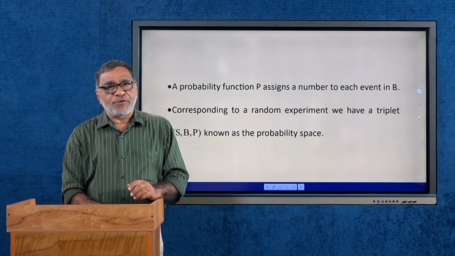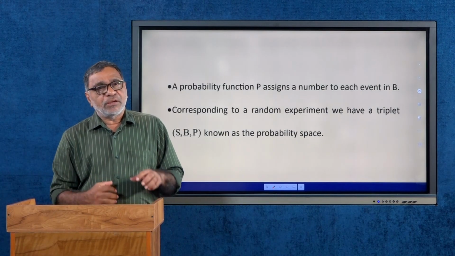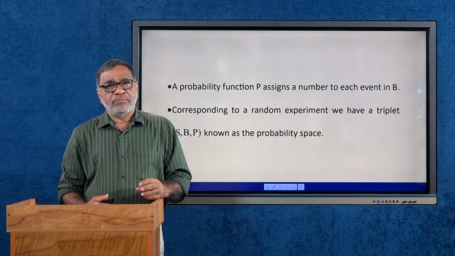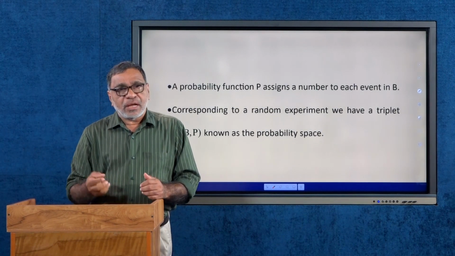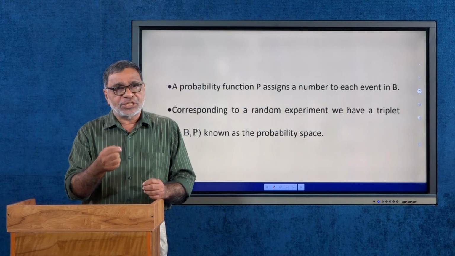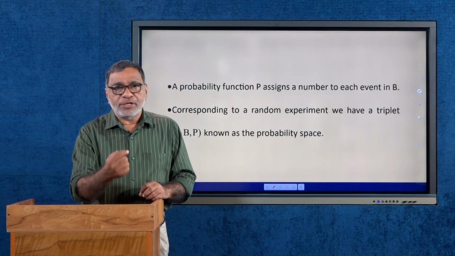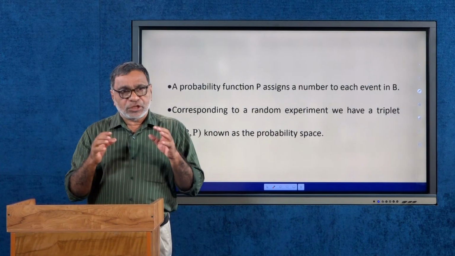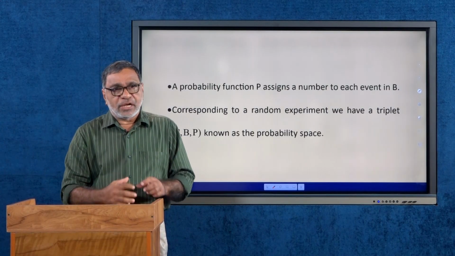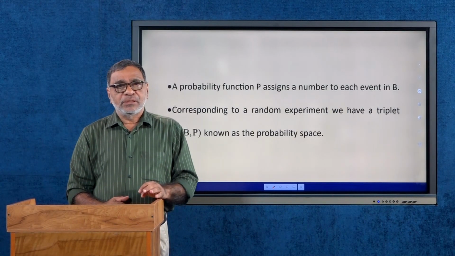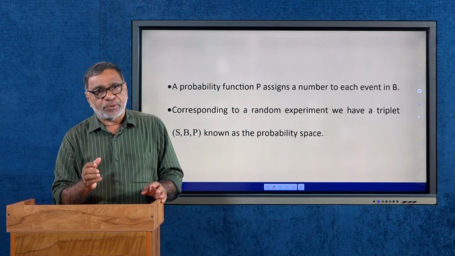So the probability function P assigns a number to each event in B. We started from the random experiment, and corresponding to the random experiment we define the sample space, and corresponding to the sample space it is possible to construct a sigma algebra, and using the sigma algebra as the domain we define a function, the probability function P. So corresponding to any random experiment it is possible to define a triplet, that is the sample space, sigma algebra and probability function, and that triplet is usually known as the probability space.